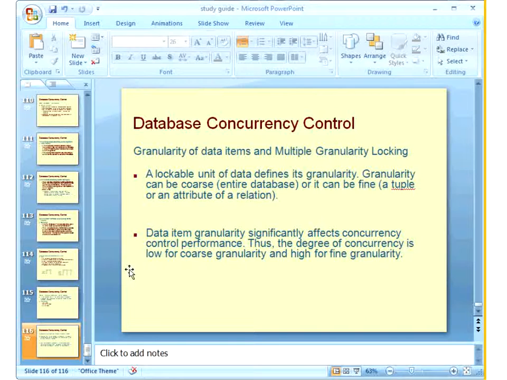And granularity of data items and multiple granularity locking. A lockable unit of data defines its granularity. Granularity can be coarse, for the entire database, or it can be fine, a tuple or an attribute of a relation. So two types of granularity can be there. Data item granularity significantly affects concurrency control performance. The degree of concurrency is low for coarse granularity and high for fine granularity, because for fine granularity you are only locking some attributes of a relation or a single tuple.